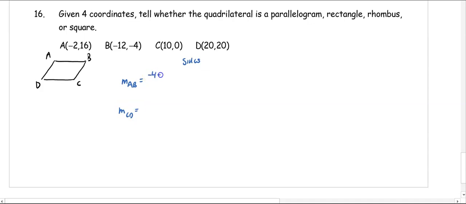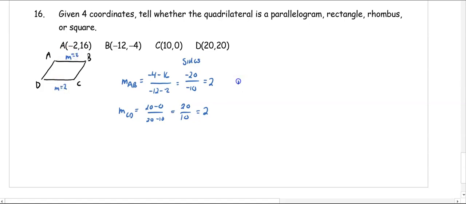So we have negative 4 minus 16 over negative 12 minus negative 2, which gets us negative 20 over negative 10. That reduces to 2. The slope of CD is 20 minus 0 over 20 minus 10, so we get 20 over 10, which also reduces to 2. So we know that the slope of the top and bottom right now is 2.